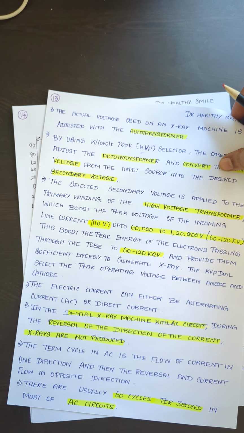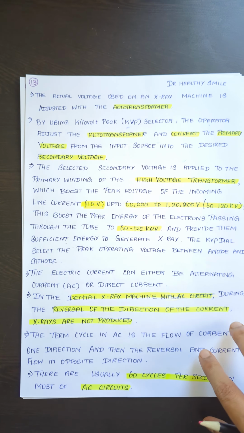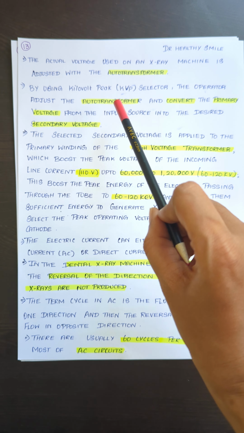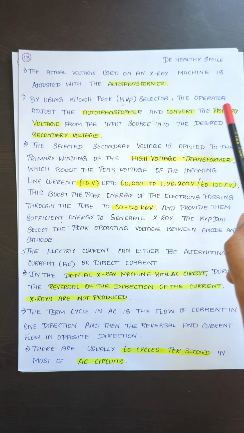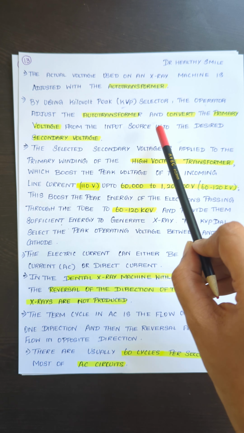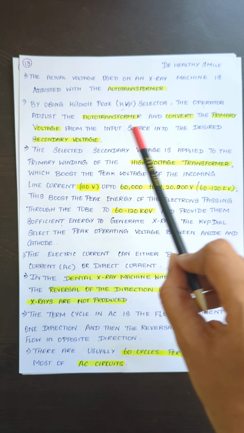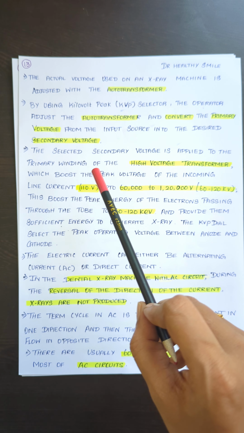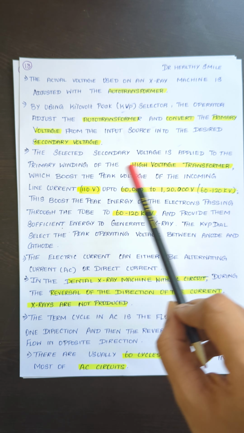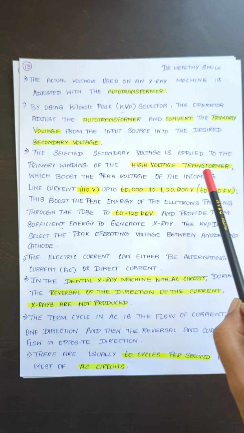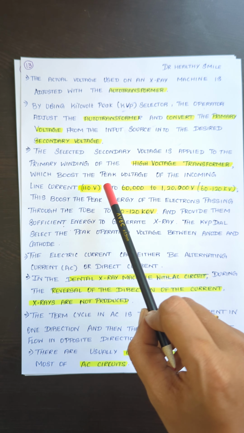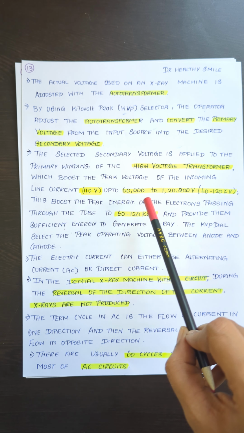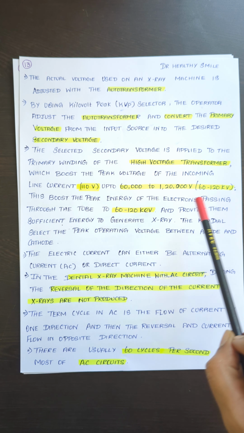The actual voltage used on the X-ray machine is adjusted with an autotransformer. By using the kilovolt peak selector, the operator adjusts the autotransformer and converts the primary voltage from the input source into the desired secondary voltage. The selector's secondary voltage is applied to the primary winding of the high voltage transformer, which boosts the peak voltage of the incoming line current up to 60,000 to 1,20,000 volts.